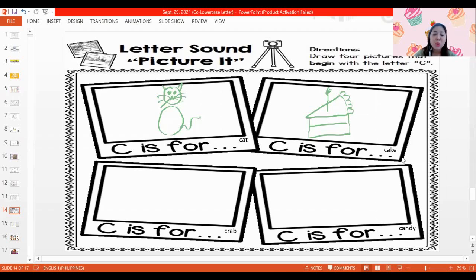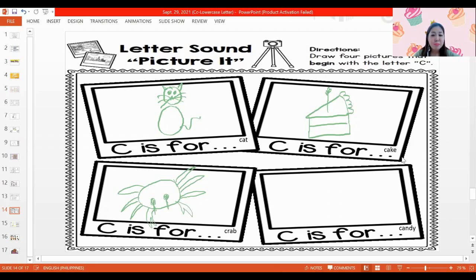Now for the next one, I want to draw C is for crab. So I will make an oval shape. I will draw a line with the eyes on top. For the eyes of the crab, I will draw the legs of the crab like that. And maybe the big claw. Draw the other legs on the other side. So I have C is for crab.